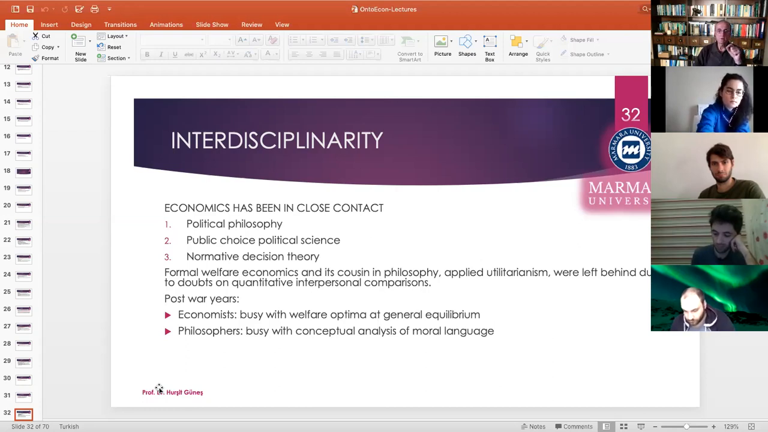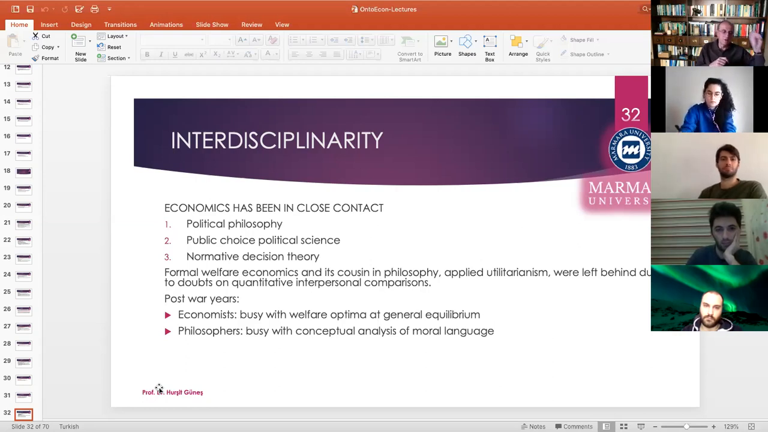In the post-war years, economists were busy with welfare optima at general equilibrium this time, and philosophers were busy with conceptual analysis of moral language. This was a divestiture. It was a divergence between economists and philosophers, although they combined again in the post-war years. One was very much interested in general equilibria, trying to find the optimum in general equilibria. The other one was very much concentrated on moral language.